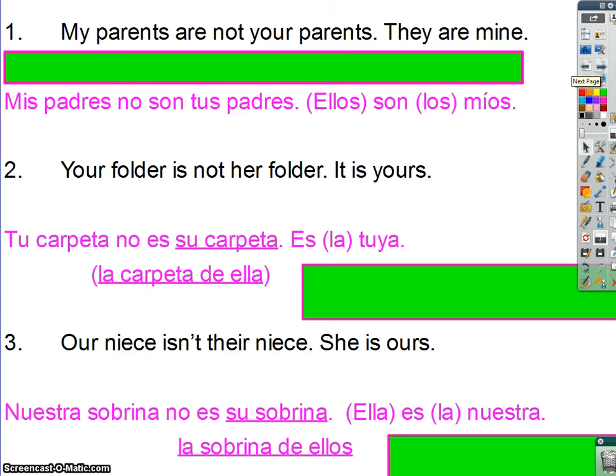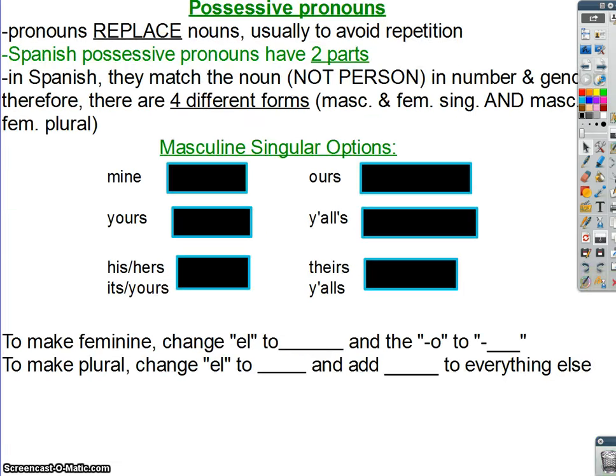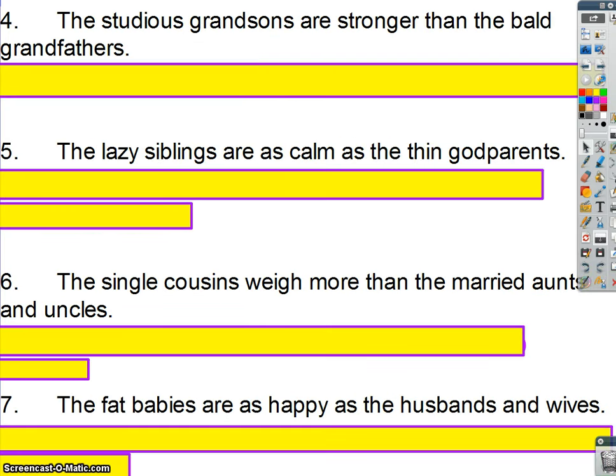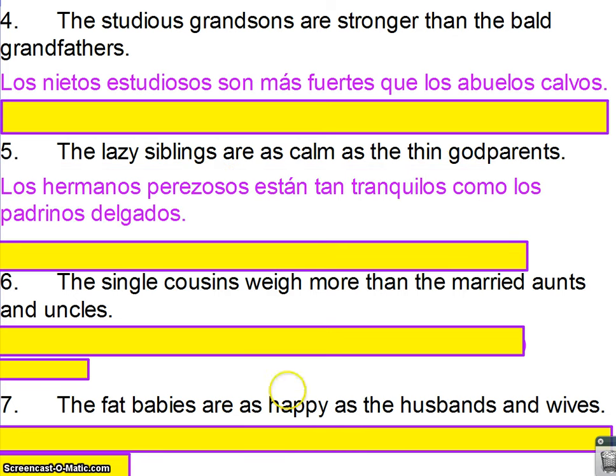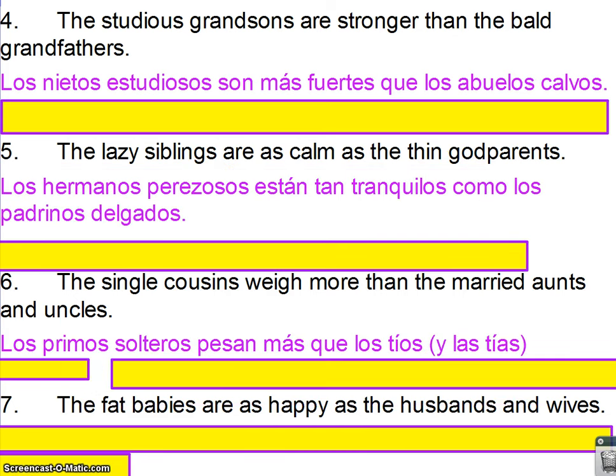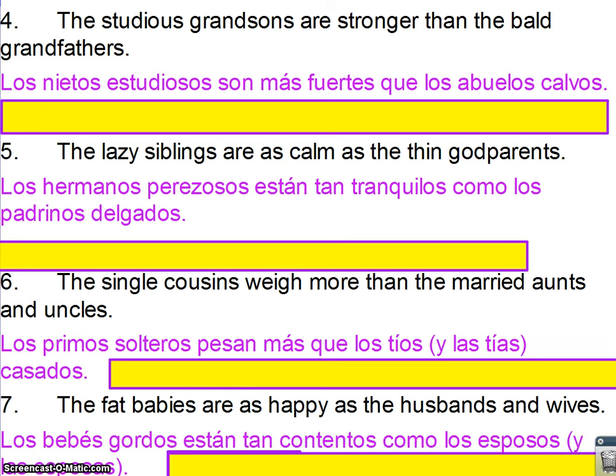Let me show your answers for 4 through 7. Here are your answers for 4 through 7. Please check them carefully. If you understand your mistakes, fine. If not, they will be explained momentarily. Go ahead and press pause, check your answers. I'm going to go into the explanations now.